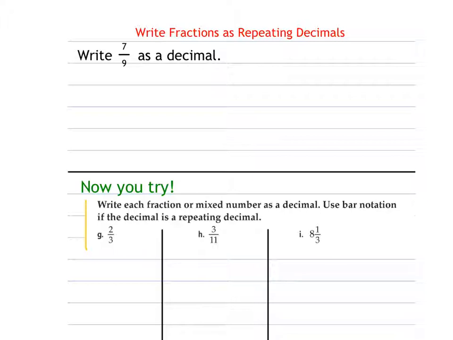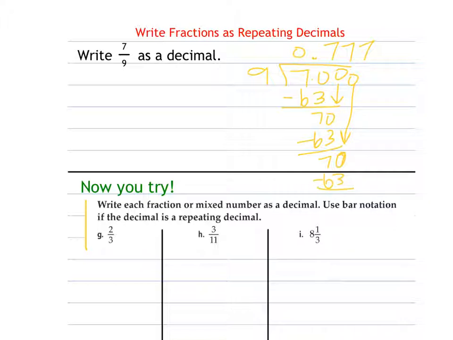All right, so now we have some that might end up repeating. So 9 doesn't nicely go into 10, 100, or 1000, so we have to do some division. So 9 can't go into 7, add a decimal and a 0, carry the decimal up above. 9 goes into 70, that would be what, 7 times? 7 times 9 is 63. Do your subtraction, 70 minus 63, add a 0, 9 goes into 70 7 times, which is 63. And if you notice, it's just going to keep repeating again and again.